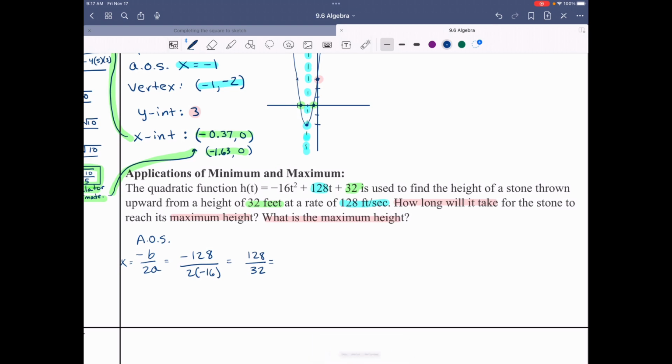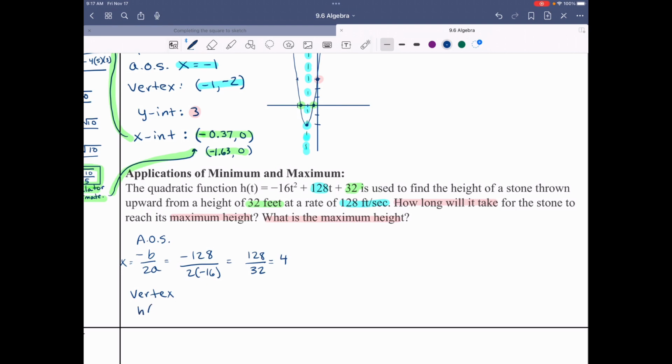Let me double check on my calculator. 128 divided by 32 is, yeah, it's 4. That's what I thought. Guess I could have done that in my head. And then we plug that in to figure out what the vertex is.